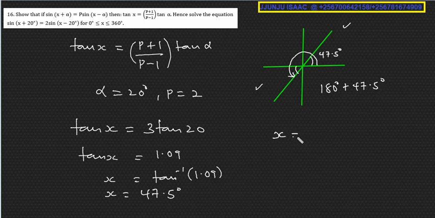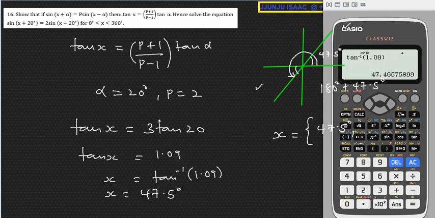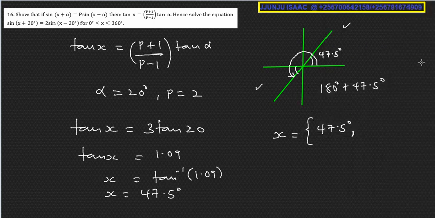So our x is going to give us 47.5 degrees. Then when we add 180, we get 227.5 degrees. So these are the solutions for x.